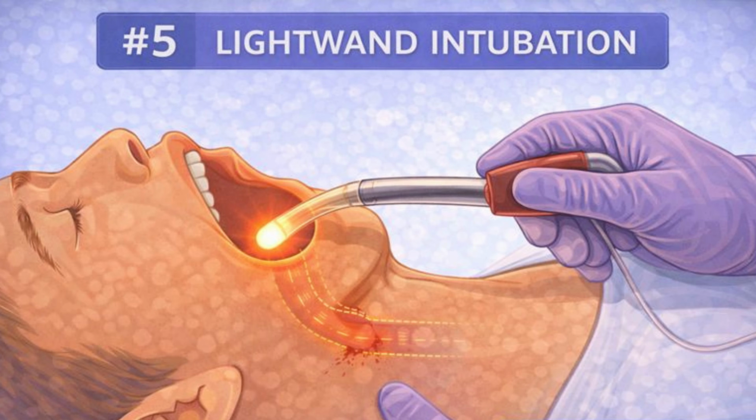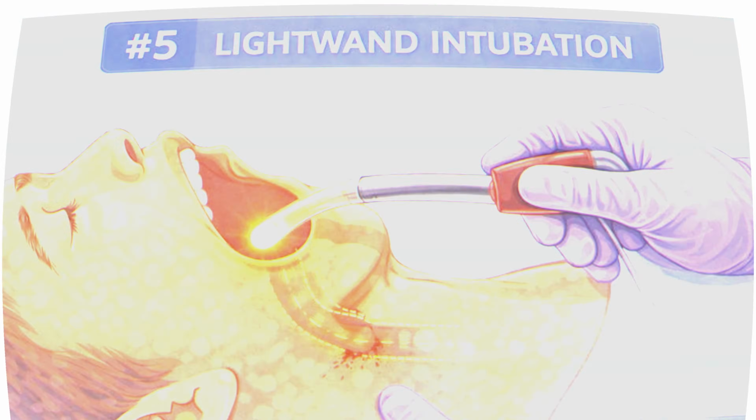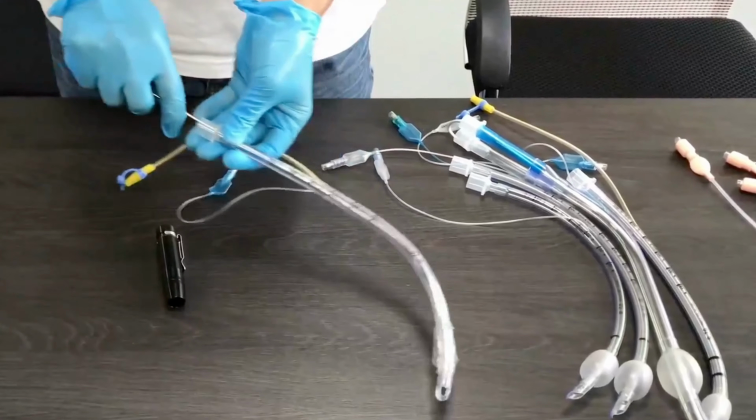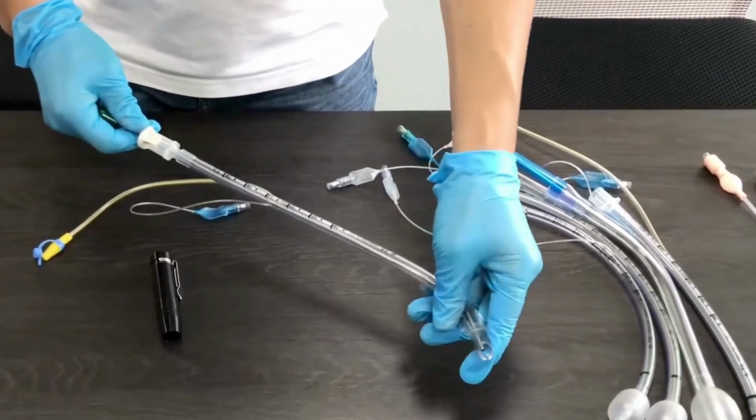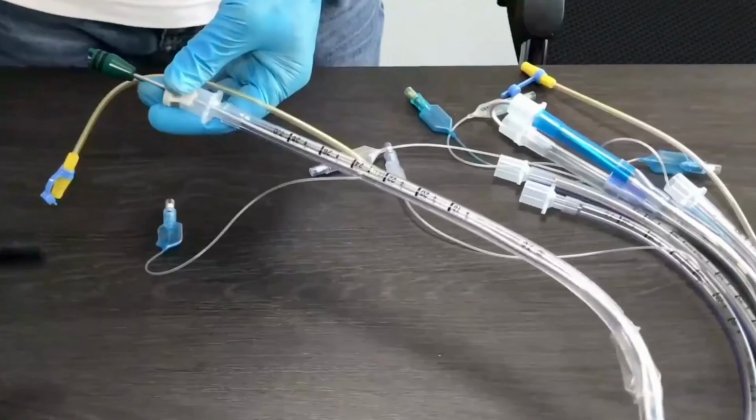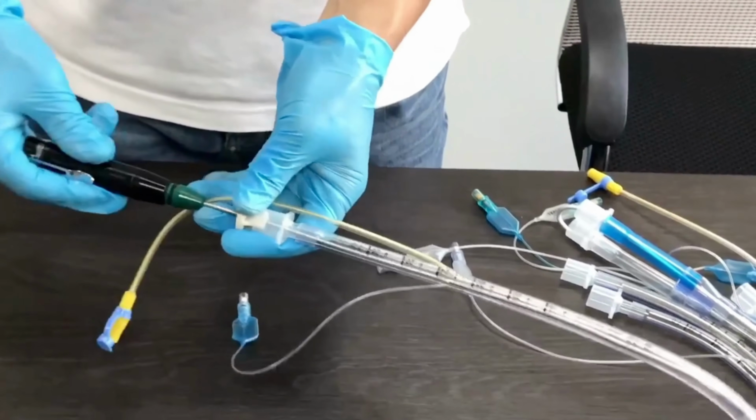airway at all. This final technique works when seeing the airway is no longer possible. Lightwand intubation does not rely on visualizing the vocal cords. It relies on transillumination. Begin by assembling the light wand inside the endotracheal tube. Shape the tube into a gentle hockey stick curve. The bend should be just proximal to the cuff.